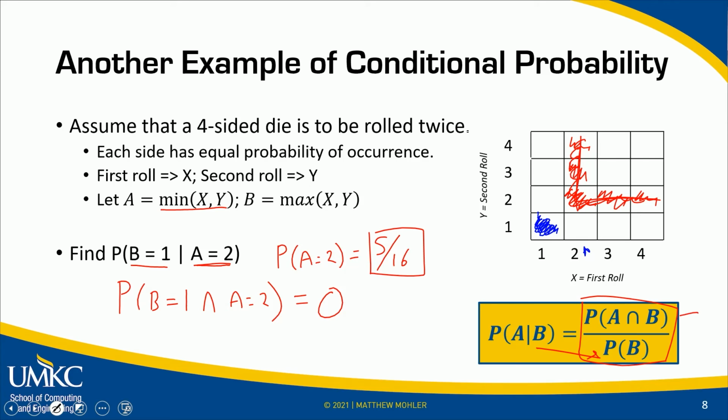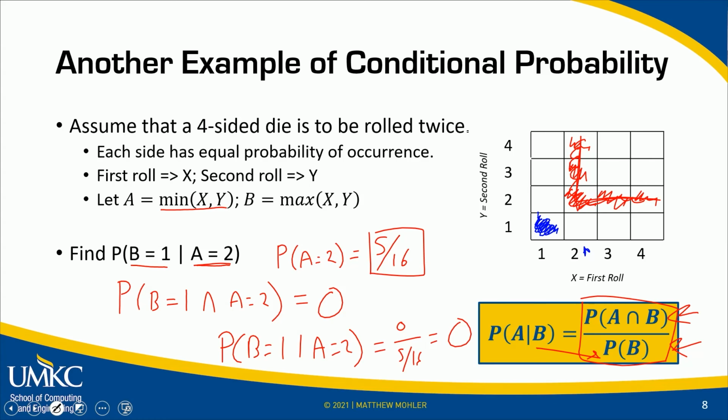So we now have both arguments here. We have our probability of A intersected with B and our probability of B. But what we find is that the overall probability here, the probability of B equal to 1, conditioned on A equaling 2, is equal to 0 over 5/16, which is just equal to 0. So in this case, we have a probability of 0 that B would equal 1 if A already equals 2. And that makes sense because there's no way that both of those can be true at the same time.